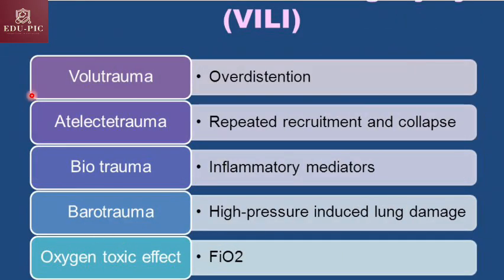There are many different types of ventilator-induced lung injury, like volutrauma due to overdistension, atelectotrauma, repeated recruitment and collapse, biotrauma, inflammatory mediators, barotrauma, high pressure induced lung damage, and oxygen toxic effect due to high FiO2.